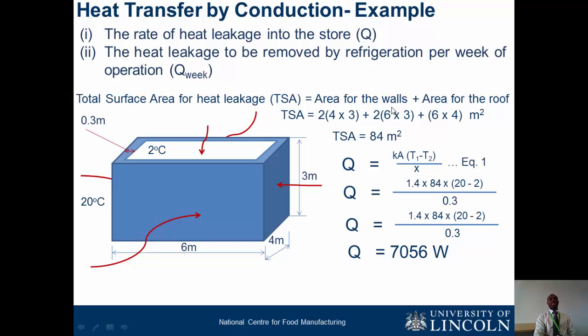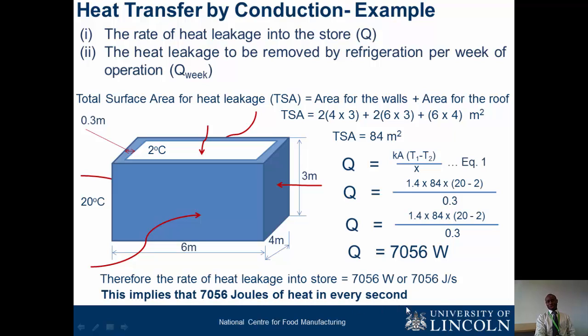Now the second question says that we should find the heat leakage to be removed by refrigeration per week of operation. We've been able to find the amount of heat leakage into the store. If you look at the unit of this, the unit of watts is joule per second. What this is telling us is that 7056 joules of heat energy is removed in every second. So that's the implication of that computation.